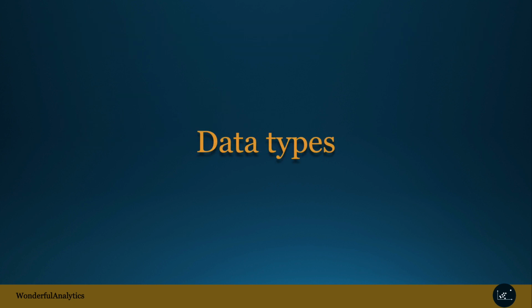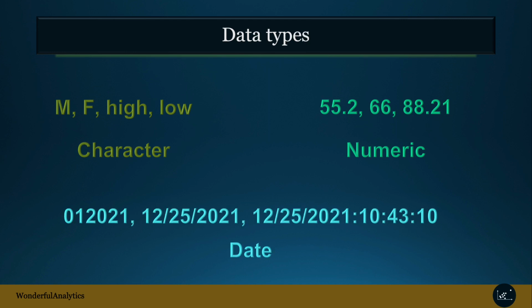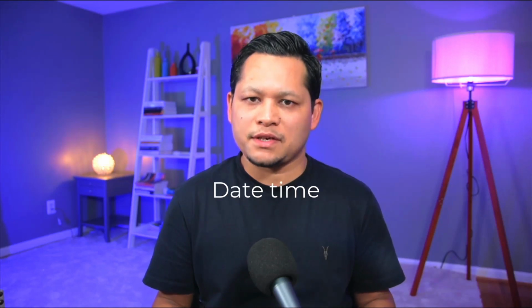Each of the tables in a database includes a collection of columns, and each column contains data of a specific type, such as characters, numbers, dates, and others. Understanding the data types helps you to know what kind of data we're dealing with. There are three most commonly used data types, and they are character, numeric, and date time.